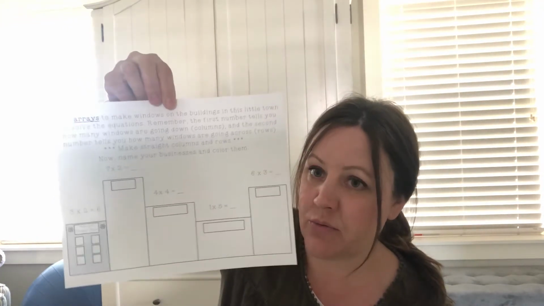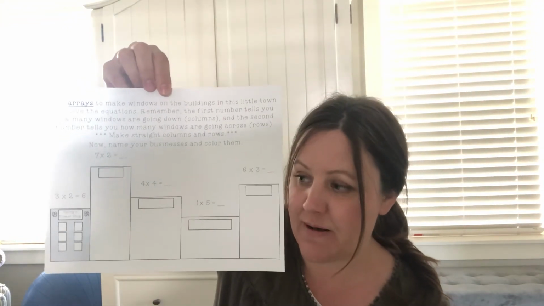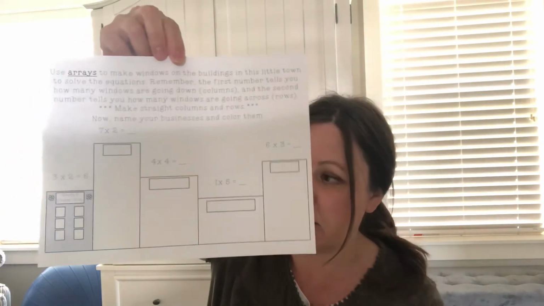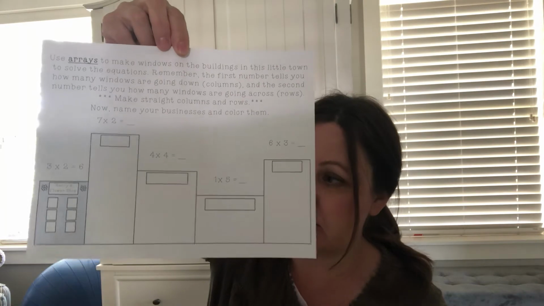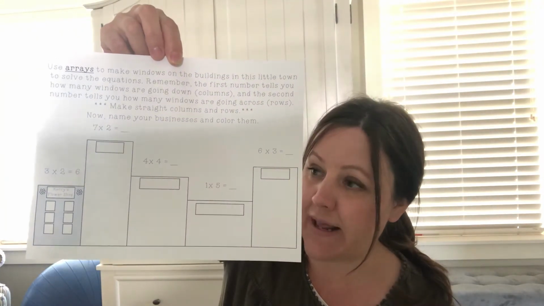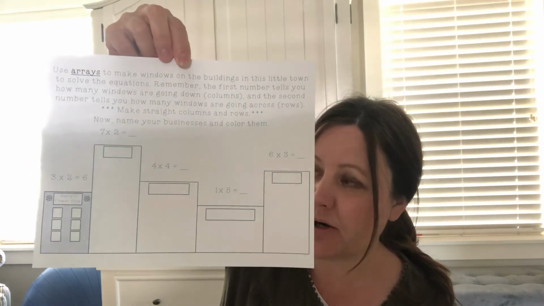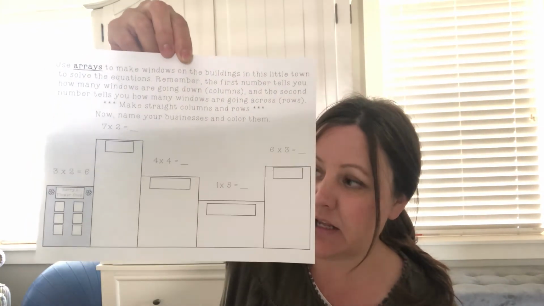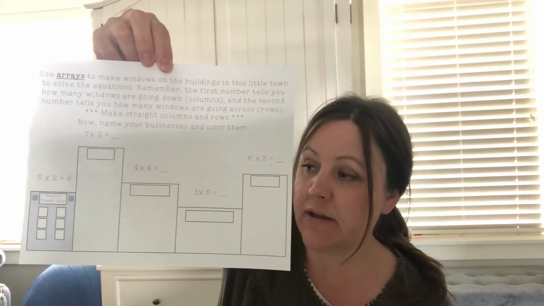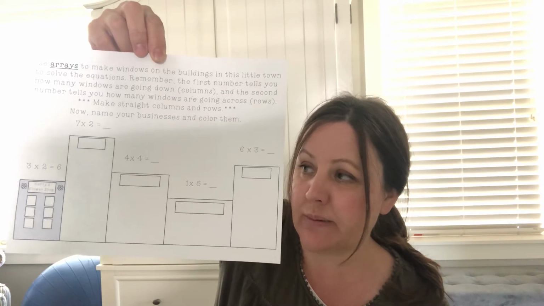Okay. Also for math, I want to make sure we're not forgetting the multiplication that we've learned. So you guys remember when we made Times Town and we put it up on our bulletin board out in our hallway? Well, I want you to use windows on these little buildings to make an array. And I want you to remember that an array is rows and columns that are nice and straight, that are put together to make a group.